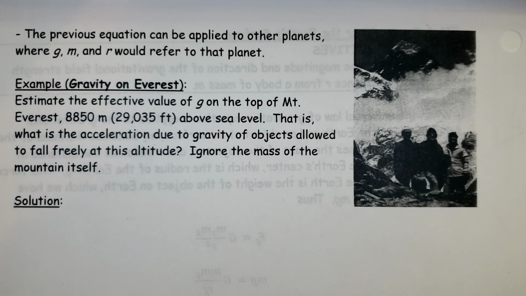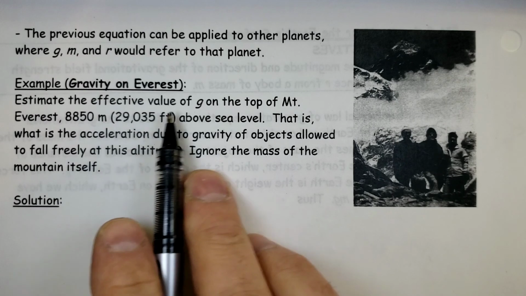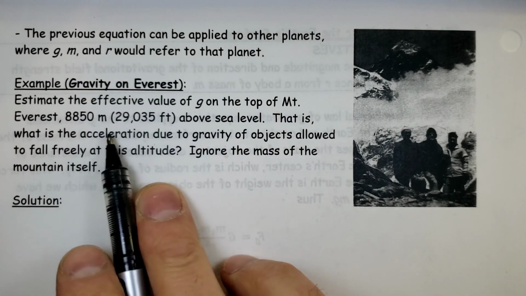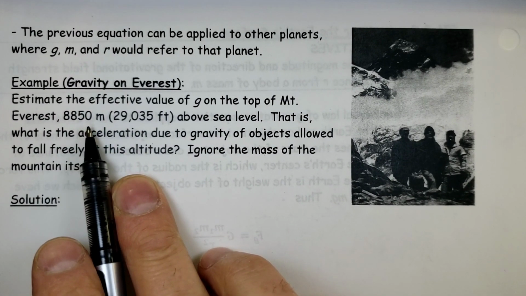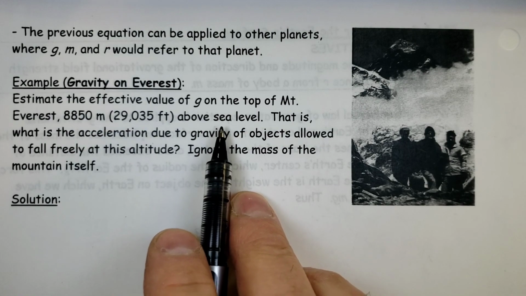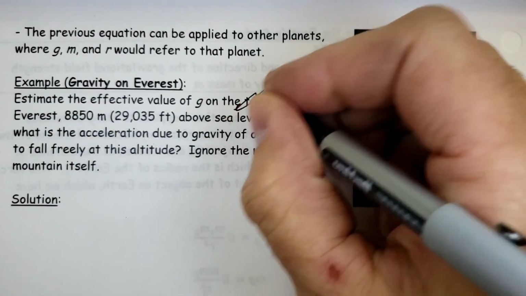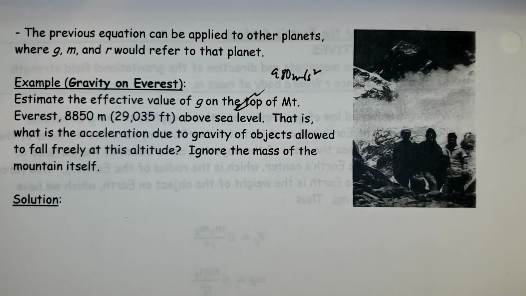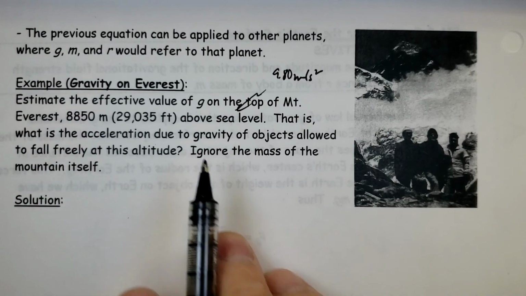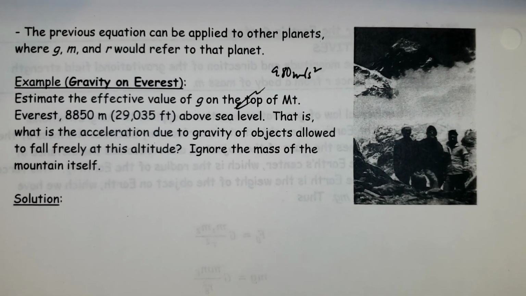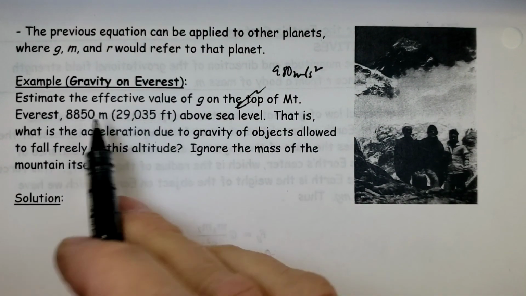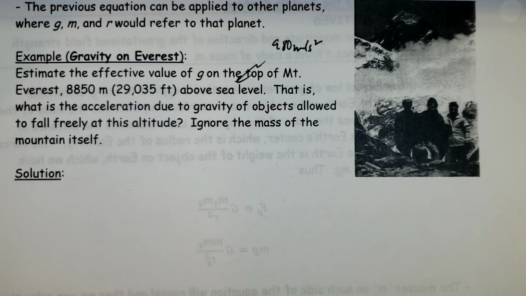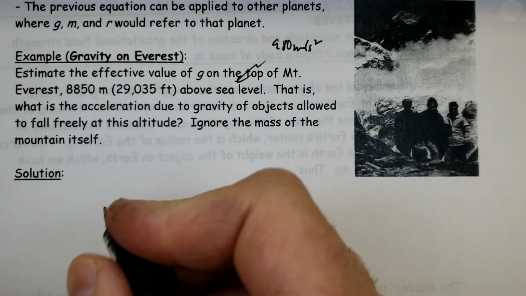But of course, there are different elevations on Earth. So how does that fluctuate? Estimate the effective value of g on the top of Mount Everest, which is 8,850 meters above sea level. The 9.8 we take as being the sea level gravitational field strength, or acceleration due to gravity. That is, what is the acceleration of gravity of objects allowed to fall from the altitude of the top of Mount Everest? Ignore the mass of the mountain itself.